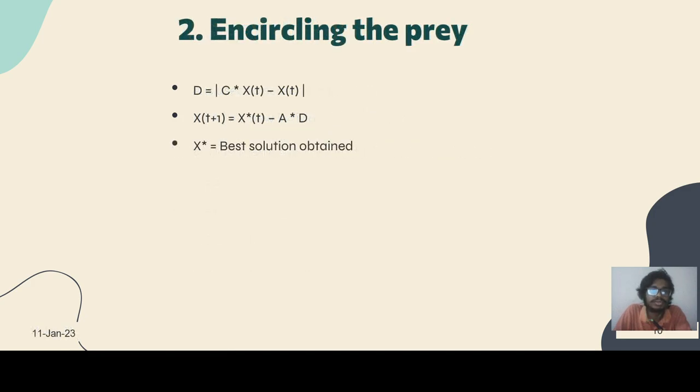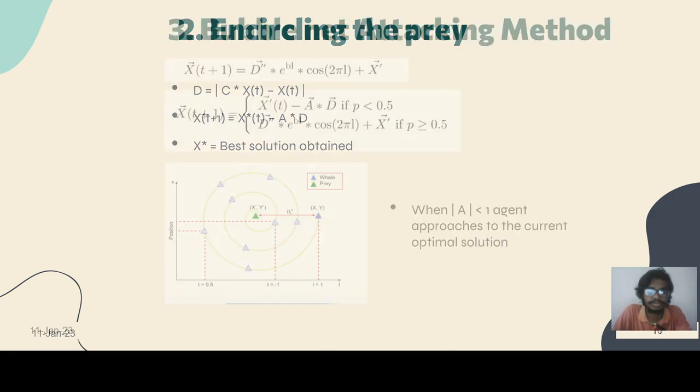In the second phase, we need to encircle the prey. There are two equations, where X star is the best solution obtained, X is the current position of the whale, D is the distance, A is the agent, and T is the iteration number of the algorithm.